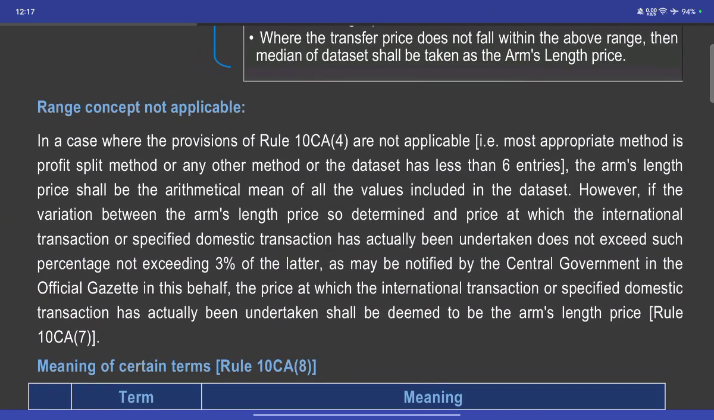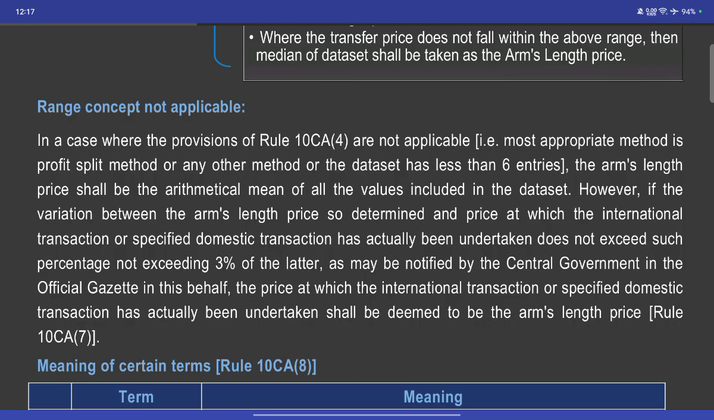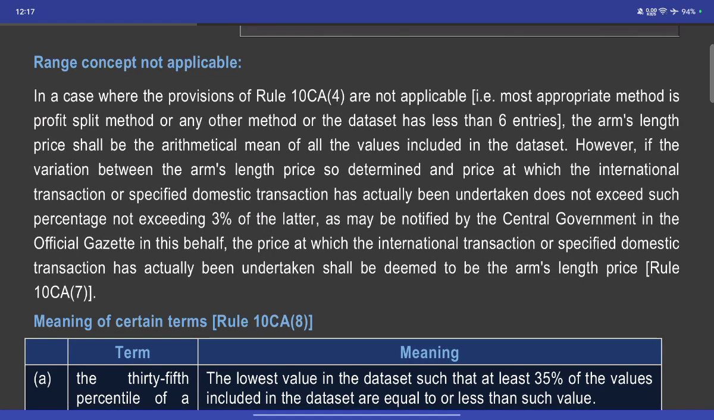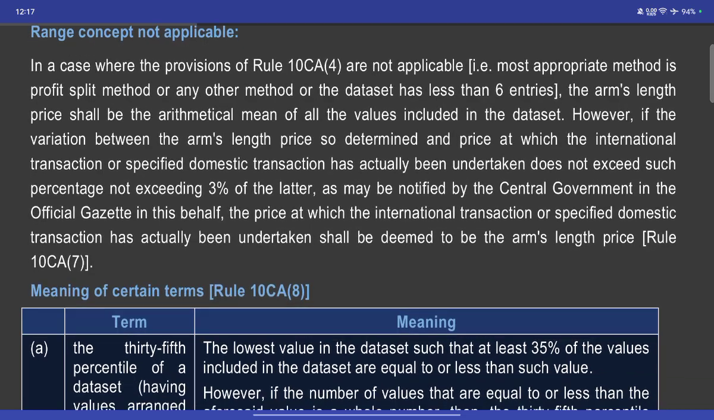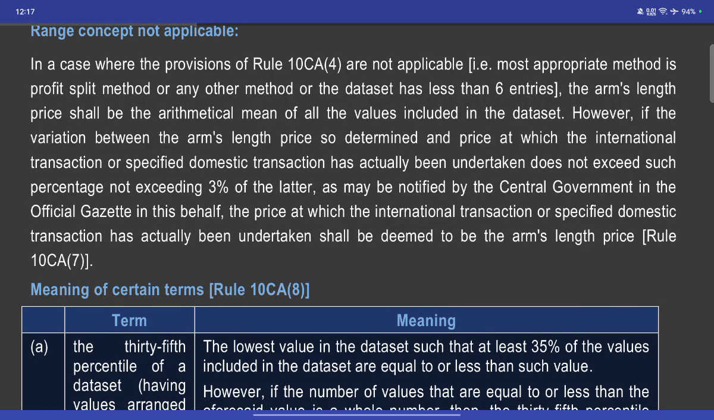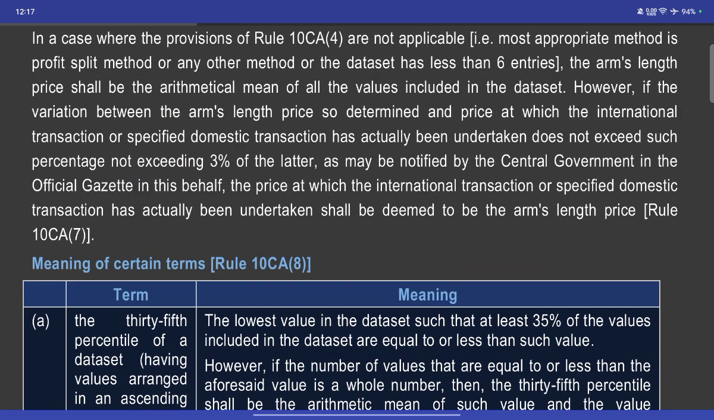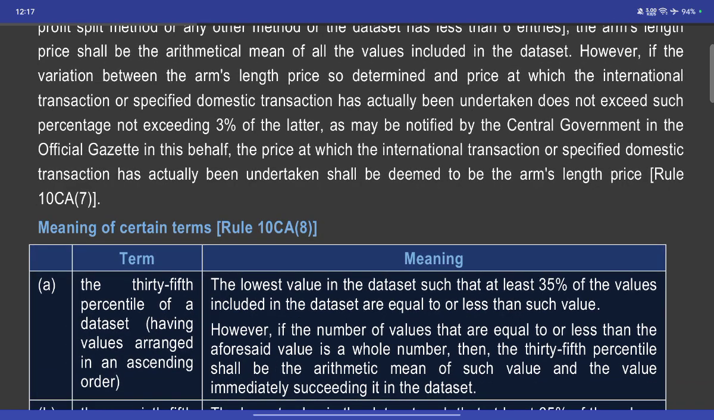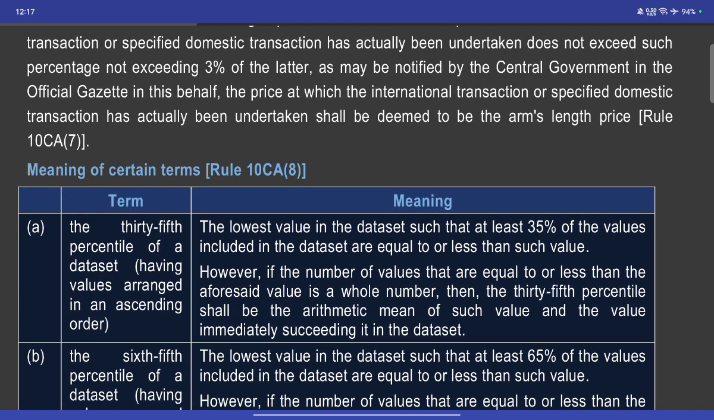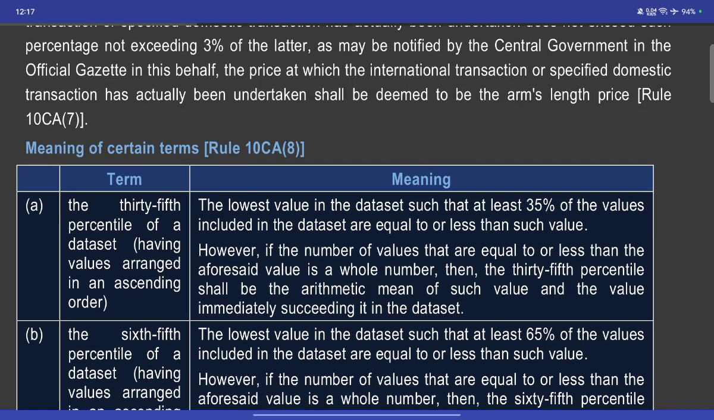Range concept not applicable. The provision of rule 10CA4 is not applicable where the most appropriate method is the profit split method or another method, or the data set has less than 6 entries. The arm's length price shall be the arithmetic mean of all the values in the data set. However, if the variation between the arm's length price so determined and the price at which the international transaction or specified domestic transaction has actually been undertaken does not exceed such percentage, not exceeding 3%, as may be notified by the central government in the official gazette, the price at which the transaction has actually been undertaken shall be deemed to be the arm's length price under rule 10CA7.